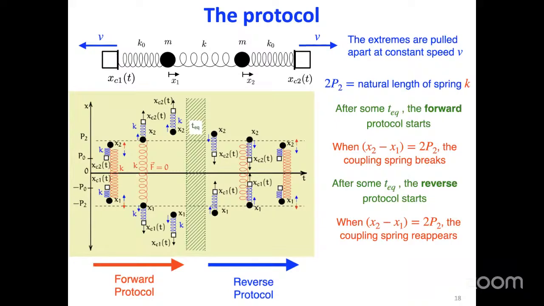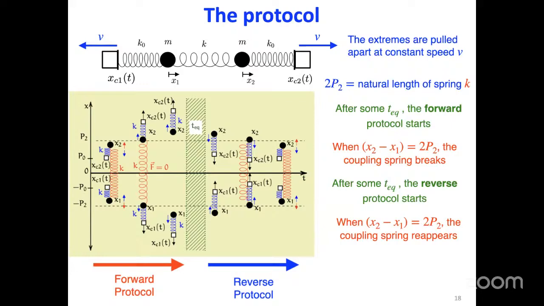And at a certain moment, when the distance between these two masses equals the rest length of this spring, the spring disappears. So the spring breaks, and then you have these two harmonic oscillators moving apart. Then you wait a little bit, and then you come back.